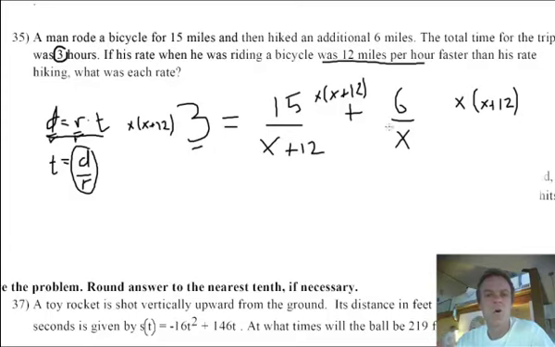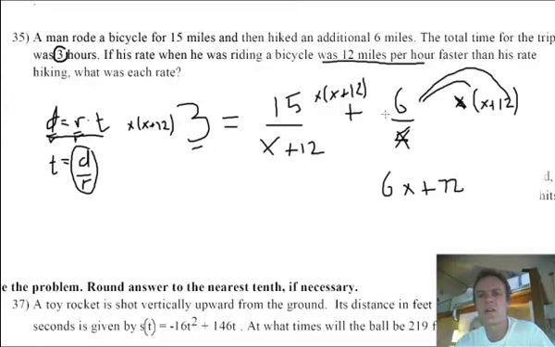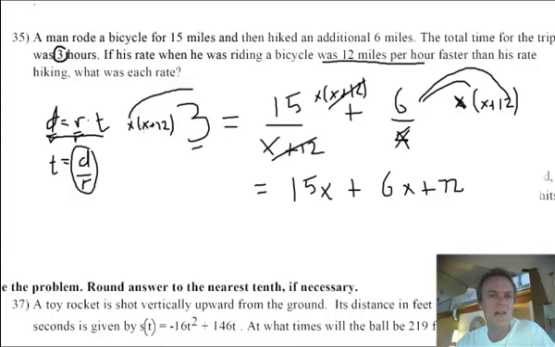Okay, so what will cancel here? The x will cancel here. What's left is a 6x plus 72. Just the distributive law here and here. What cancels here? The x plus 12 cancels. What's left is a 15x. Now then, over here, a 3x. A 3x times an x is a 3x squared. Again, a 3x times a 12 is 36x.